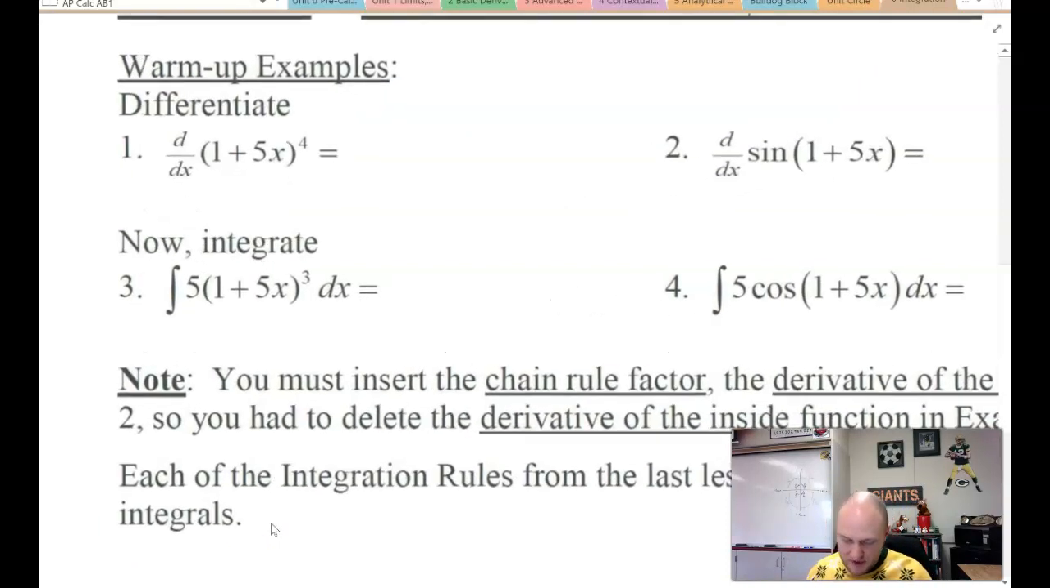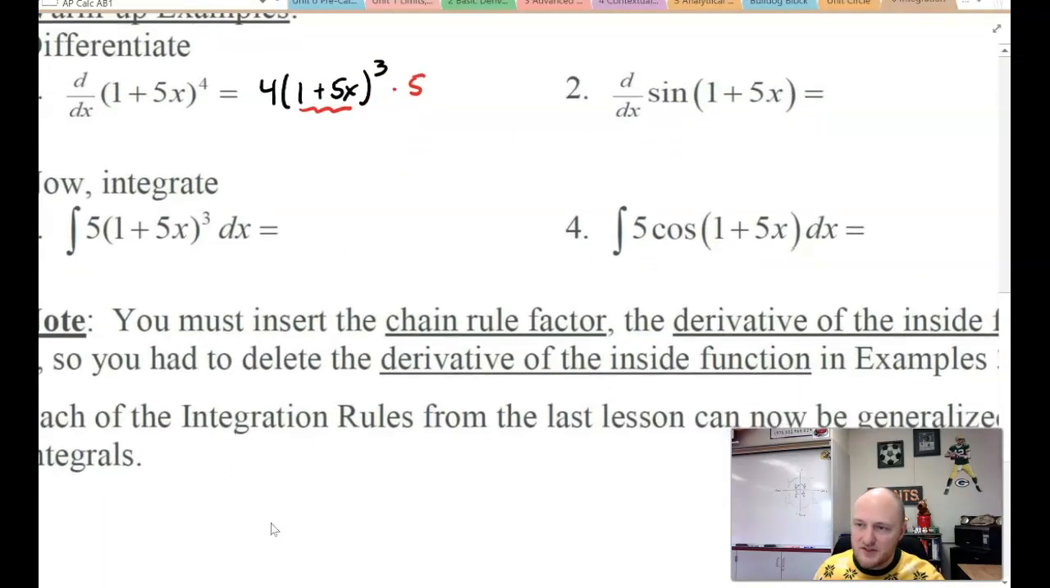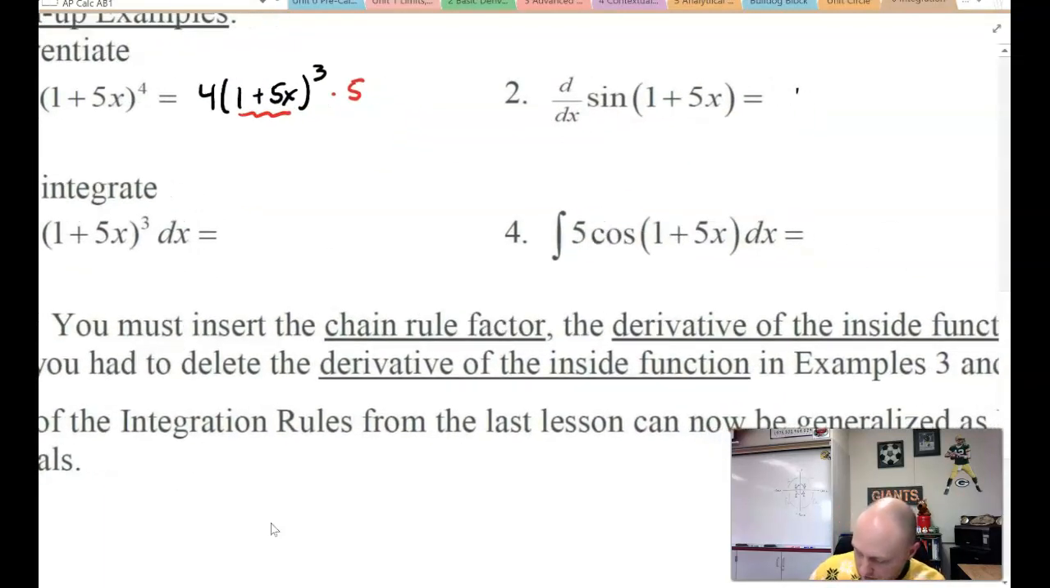Now, the first two examples involve differentiation, where we have chain rule. If I was to differentiate (1 + 5x)^4, I have to take the derivative of the outside, 4 times (1 + 5x)^3, but now I have to multiply times the derivative of the inside, times 5. There's the chain, or the hook-on factor. Example number 2, what's the derivative of sine of (1 + 5x)? The derivative of sine is cosine of (1 + 5x) times the derivative of the inside, which is 5.